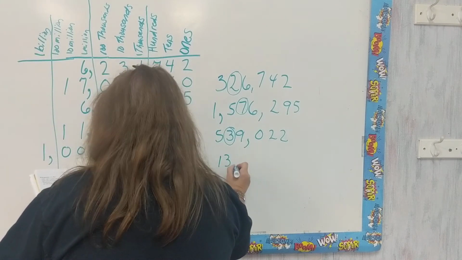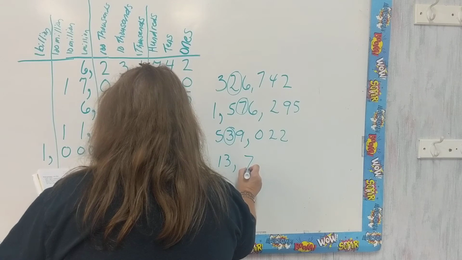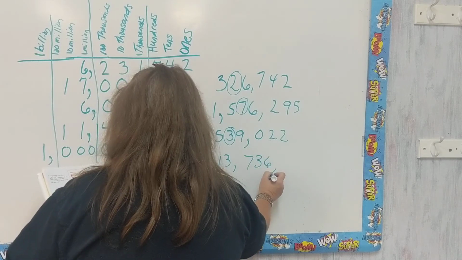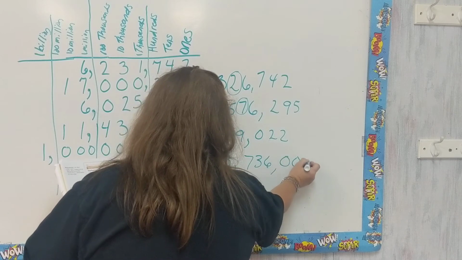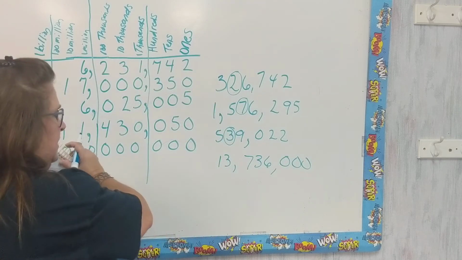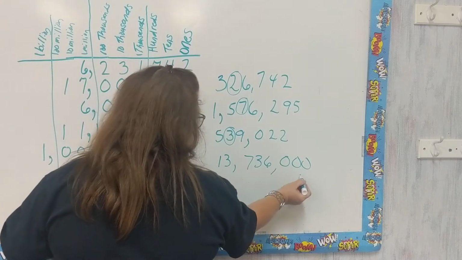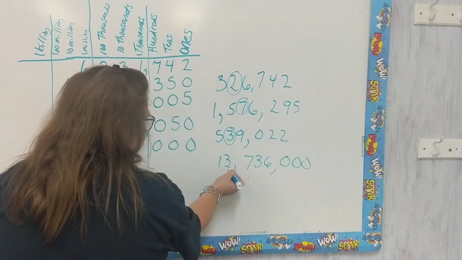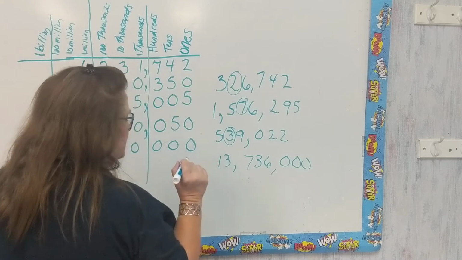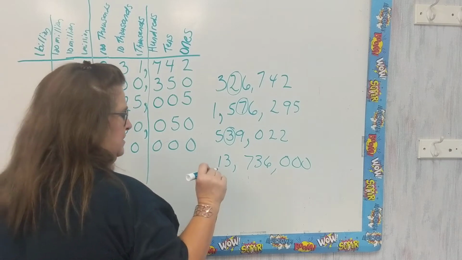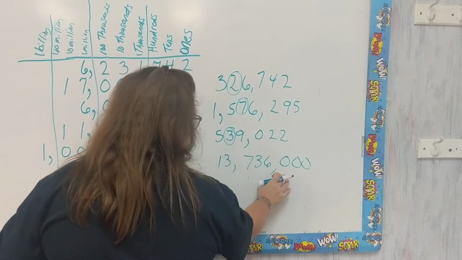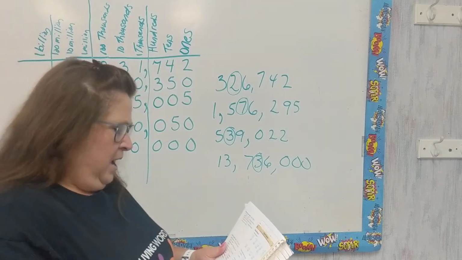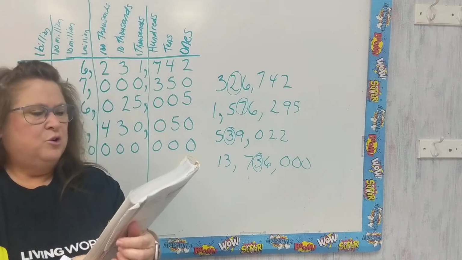It's 13,736,000. So we have ones, tens, hundreds, 1,000, 10,000, 100,000, 1 million, 10 million. We're circling the digit in the 10,000s place. Ones, tens, hundreds, thousands, 10,000s. There we go. All right, the rest of that page you will complete on your own.